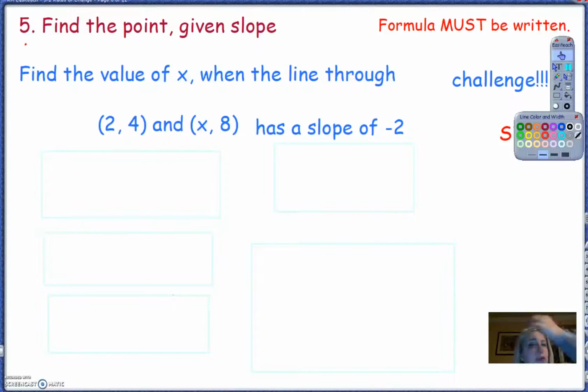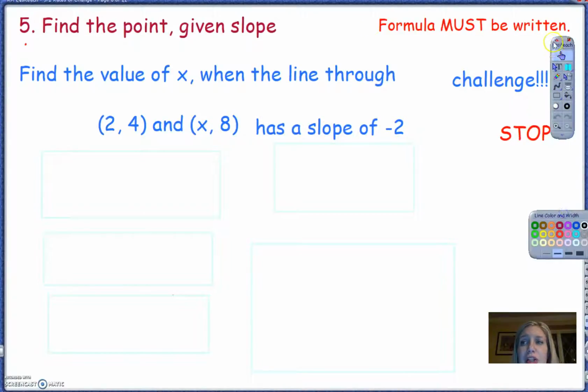Okay, so this is my hardest problem and my last problem of the video. It's been a long video. Find the point given slope. Find the value of x when the line goes through (2, 4) and (x, 8) and has a slope of negative 2. So this is a challenge one.